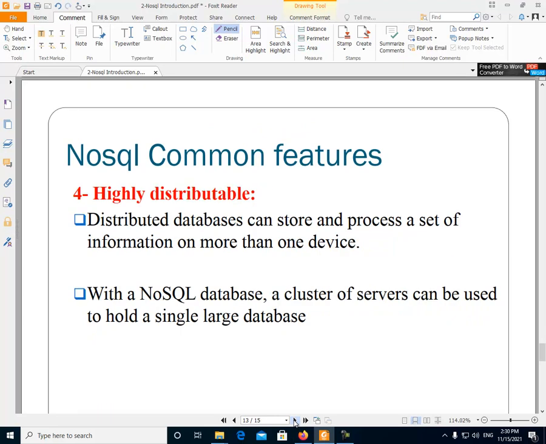And the last feature that is very important in the NoSQL database is that they are highly distributable. Distributedness is very important in the NoSQL database, and the data is distributed in a cluster, and the cluster is composed of some servers that work with each other.